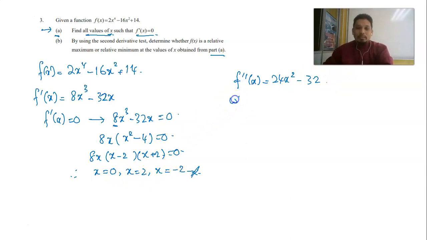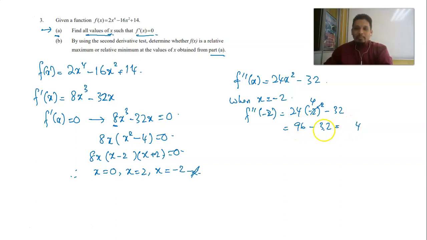For the first one, when x equal to negative 2, f double prime negative 2 is 24 times negative 2 squared minus 32. Negative 2 squared equal to 4. 4 times 24 is 96, minus 32 equal to 64, which is positive. So the positive value tells us, with the conclusion that at this point, it gives us a relative minimum.